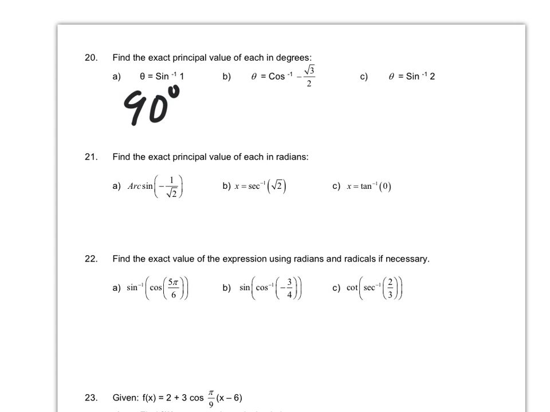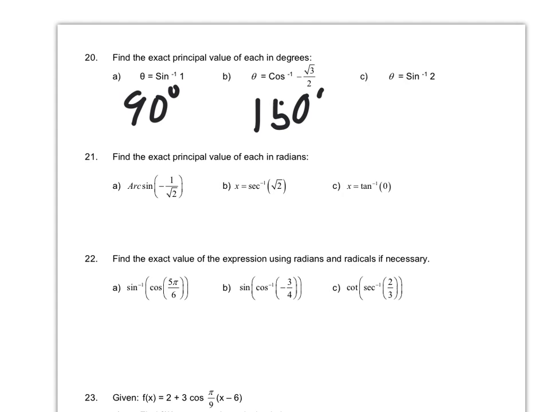Excuse me. Cosine inverse of a negative rad 3 over 2. That's in quadrant 2. That's 150 degrees. Remember, I'm putting these into the calculator. Now, you need to watch out for something like C if you're just going to blindly use your calculator.